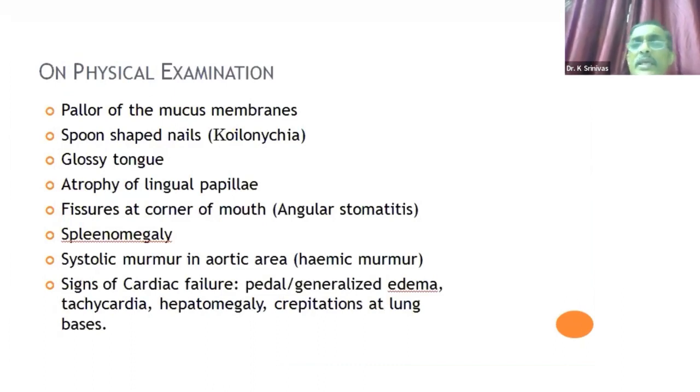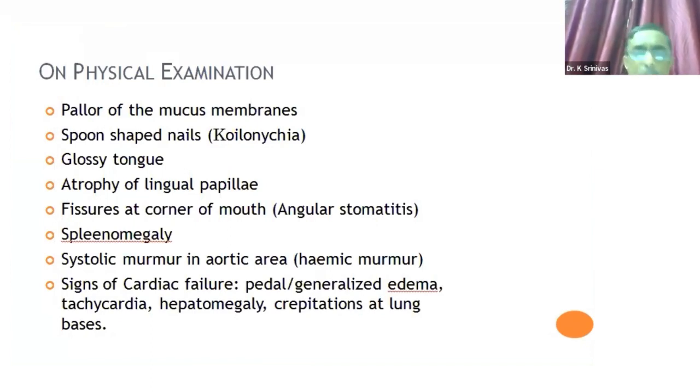So what do we see on physical examination? You see pallor of mucous membranes, you see spoon-shaped nails, koilonychia as a later stage. Initially, it will be platynychia, glossy tongue, atrophy of lingual papillae. Many of these symptoms are associated with other vitamin deficiencies too. And it's not that she will be deficient only in iron.